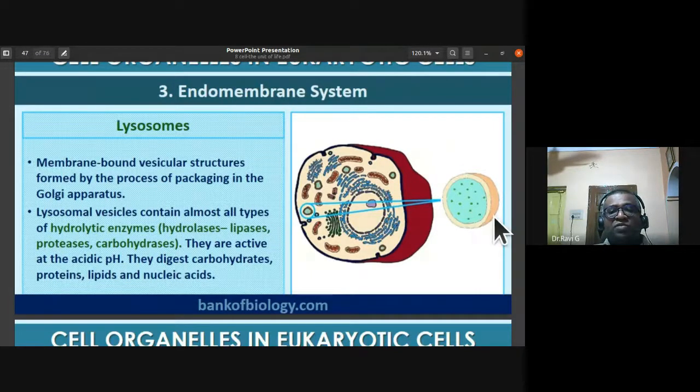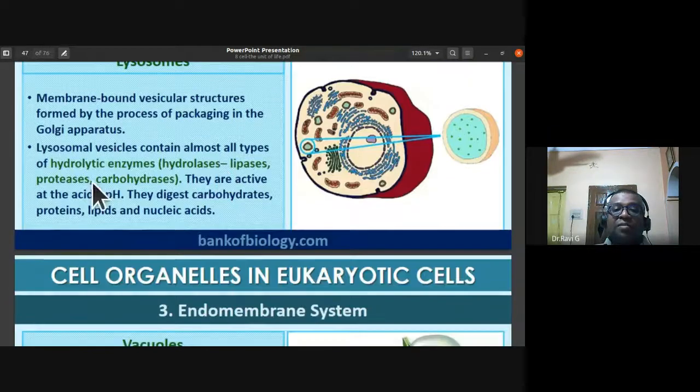So what do the lysosome vesicles contain? Almost all types of hydrolytic enzymes, hydrolases like lipases, nucleases, proteases, carbohydrases. They are active at acidic pH, that is pH below 7. They digest carbohydrates, proteins, lipids, and nucleic acids. So that is what you have to remember about lysosomes.